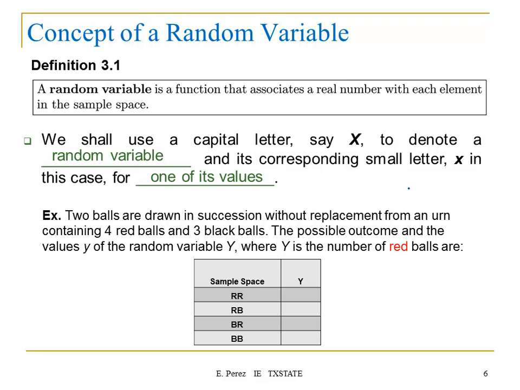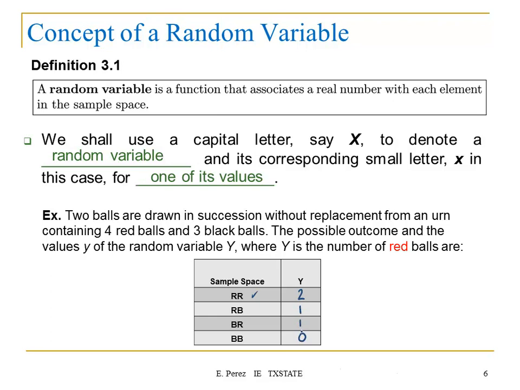Let's say we have 2 balls drawn in succession without replacement from an urn containing 4 red balls and 3 black balls. The possible outcomes and the values of the random variable Y, capital Y, is the number of red balls. So let's assign those values here. If you have 2 reds, this is 2. If you have 1 red, this is 1. 1 red, this is 1. No red, this is 0.